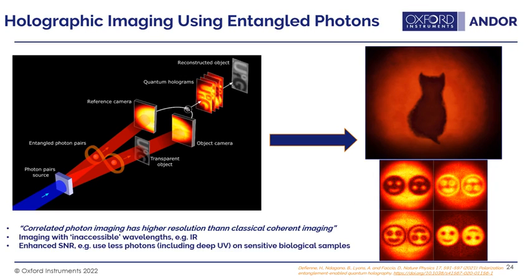But there are several promising things about this technique. One is that it has a higher resolution than classical coherent imaging. Another is that it can allow imaging with wavelengths that were previously inaccessible, say, down into the IR. And third, it allows for imaging at lower photon levels, which is important for biological samples that can sometimes be sensitive to high photon fluxes.